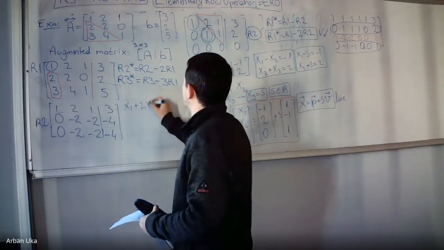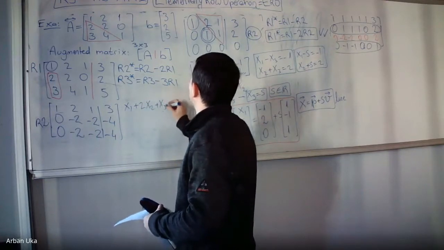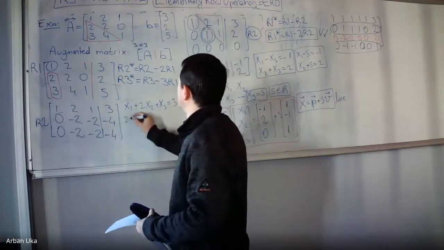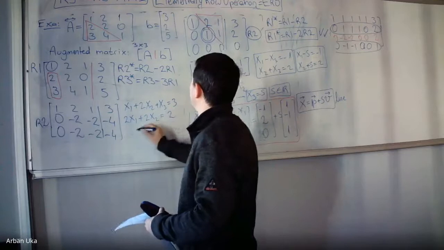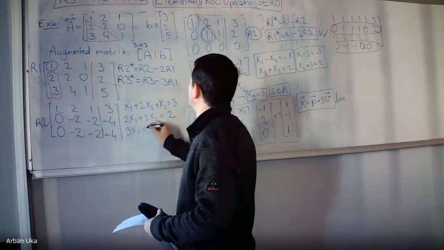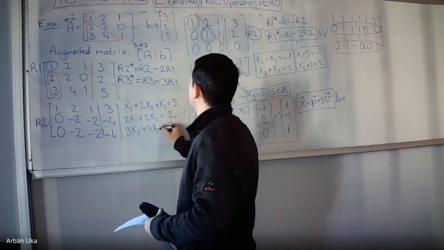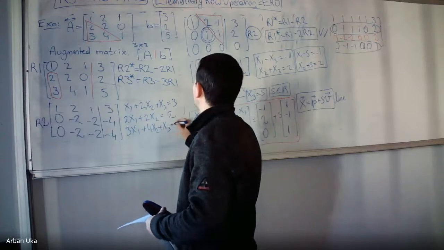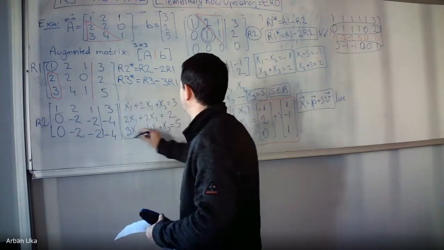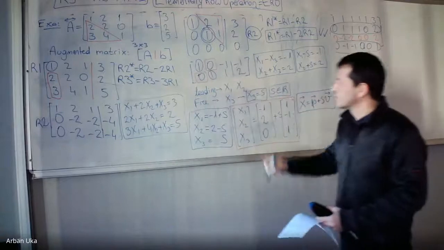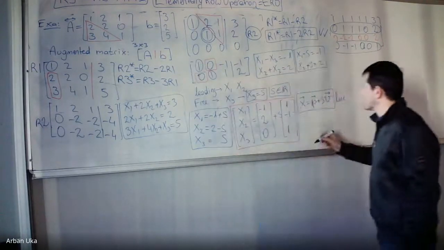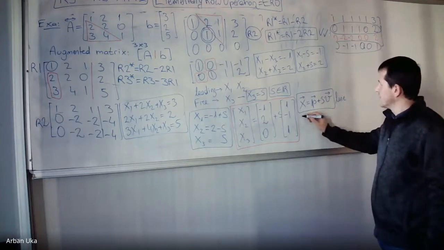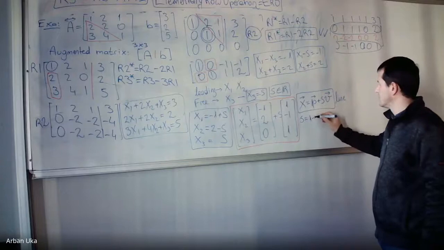X1 plus 2x2 plus x3 is 3. 2x1 plus 2x2 is equal to 2. And 3x1 plus 4x2 plus x3 is equal to 5. So these were the initial equations, right? We write this from the matrix representation. So let's check. If we set S equal to 1, what is the solution?